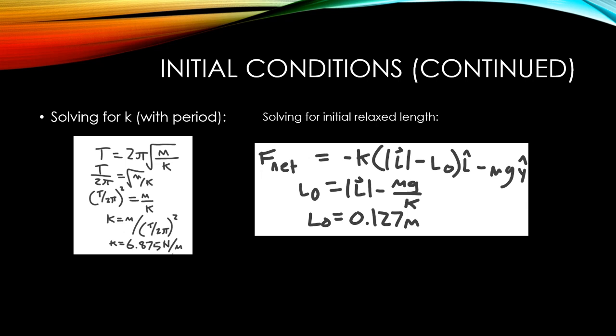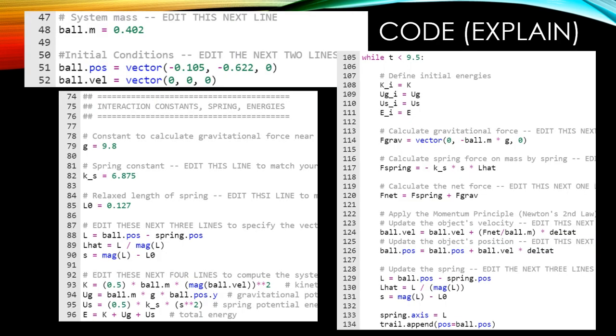And solving for the initial relaxed length, I took the net force on the system for all directions, and I got Hooke's law minus the force of gravity to solve for the relaxed length of the spring. And here's my code. I made a note to myself to remember to explain it very well. Here are just the initial conditions from earlier, and this is the total length of the spring, and we got that to be the position of the mass minus the position of the start of the spring, which makes sense. And then the direction of this length is just that length divided by its magnitude. And then the stretch length of the spring is the total length minus the relaxed length, which is up here.